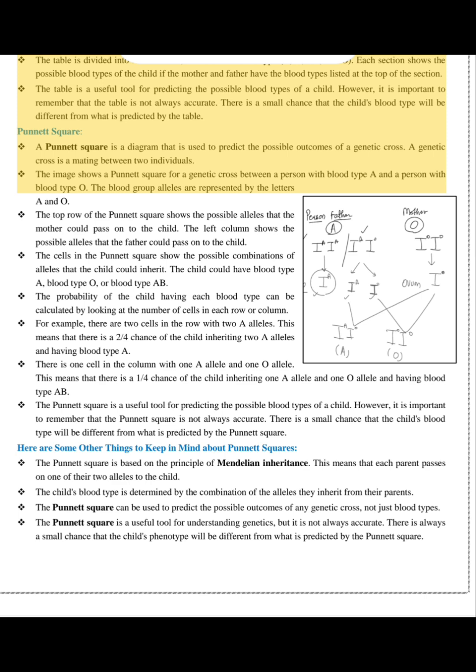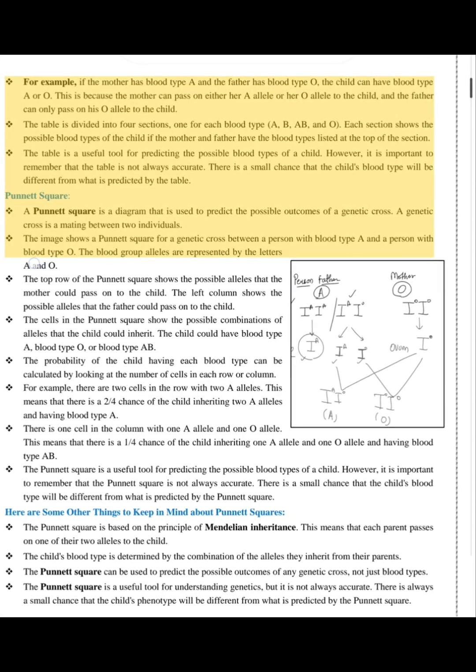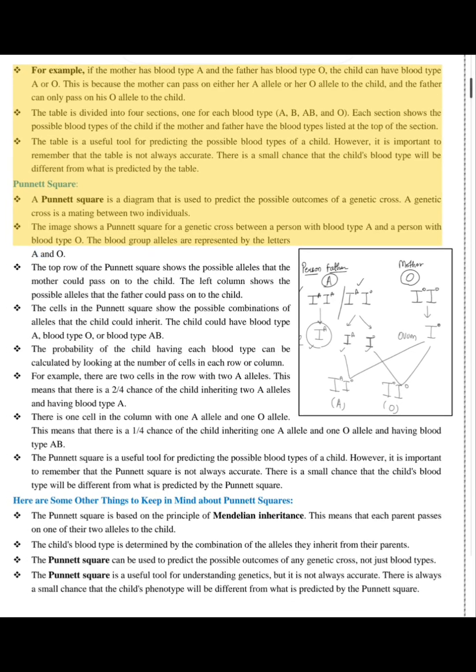This is because the mother can pass on either her A allele or her O allele to the child, and the father can only pass on his O allele to the child. The table is divided into 4 sections, one for each blood type, A, B, AB, and O. Each section shows the possible blood types of the child if the mother and father have the blood types listed at the top of the section.